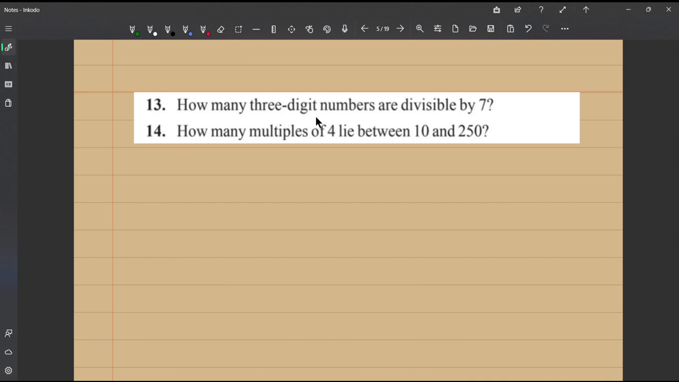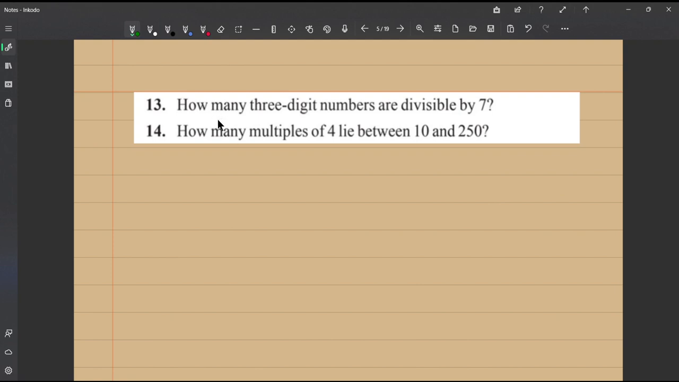How many three-digit numbers are divisible by 7? And how many multiples of 4 lie between 10 and 250? Now, as these two questions are somewhat similar, let me do one for you, and on understanding that, I think you will be able to do the other one on your own.